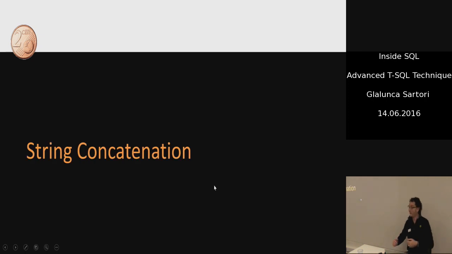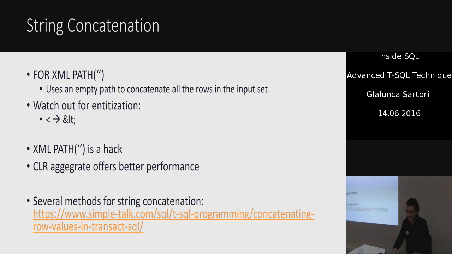Okay, the opposite problem: concatenating strings, is pretty famous again. You could use FOR XML PATH to concatenate strings over multiple rows. It's a hack. It produces an XML document, and you just have to query that to get the results of the concatenation. Again, we have several methods for string concatenation, and the best method is using a CLR aggregate.